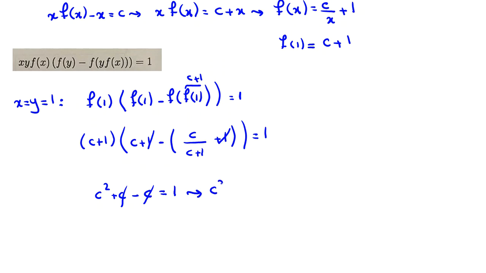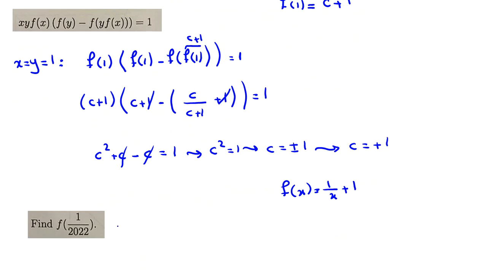We can cancel these two terms. C squared is 1. C can be positive or negative 1. For f of 1, if c is minus 1, minus 1 plus 1 is 0. So c can only be 1, and if I replace it, f of x equal to c over x plus 1 will be 1 over x plus 1. The problem wants to find f of this, it will be 2022 plus 1, which equals 2023.